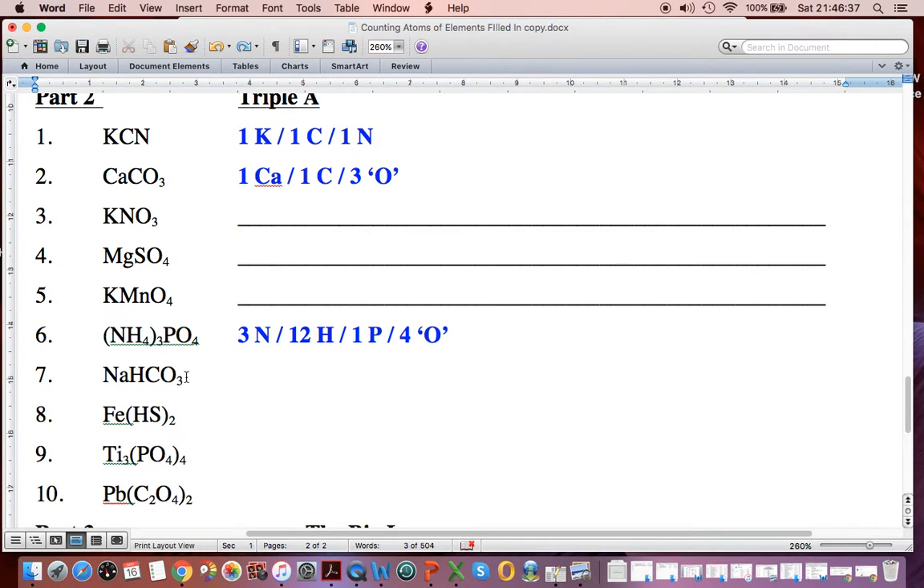Here I see I have 4 different elements. I have 1 sodium, 1 hydrogen, 1 carbon, and then 3 oxygens. Now you're going to say, why am I putting these little quotation marks around the oxygen? And that's just so it doesn't look like a 30 or a 40, so it doesn't look like a 0. You don't have to do that, I'll know what you mean. But since it's notes, I want to be clear.